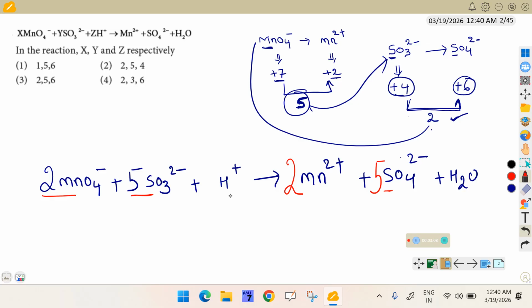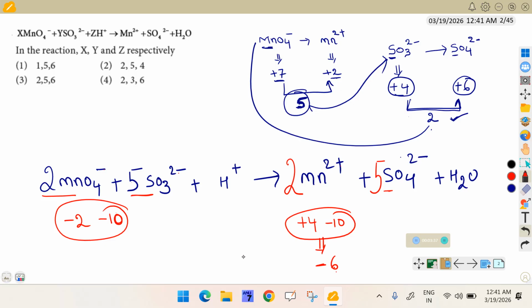Manganese atoms are balanced and sulfur atoms are also balanced. Now you can check the charge. Plus 2 into 2 is plus 4, minus 2 into 5 is minus 10. Product side total charge is equal to minus 6. Reactant side: minus 1 into 2 is minus 2, minus 2 into 5 is minus 10. You want minus 6; product side minus 6 is there.